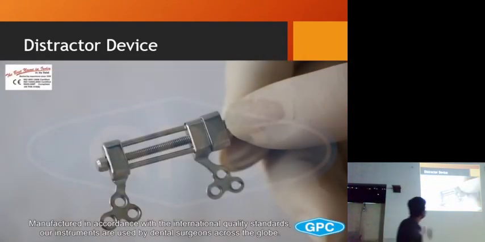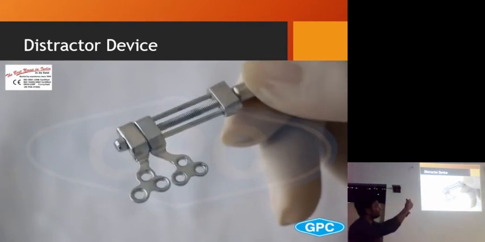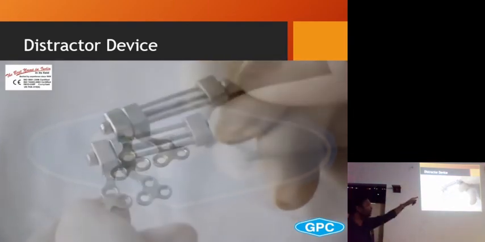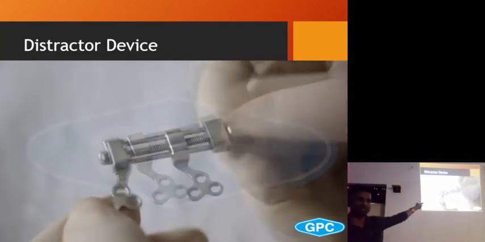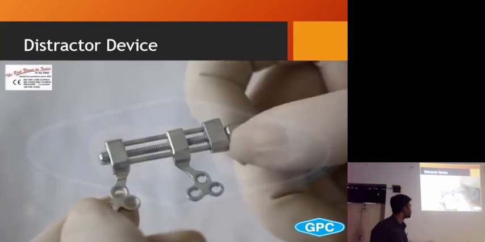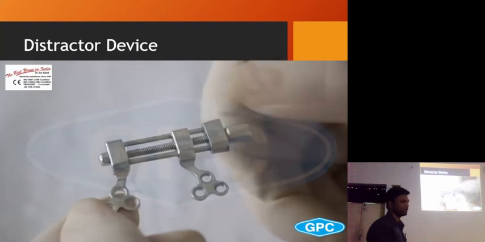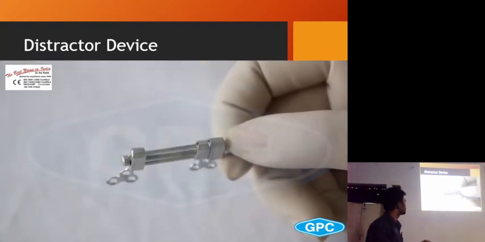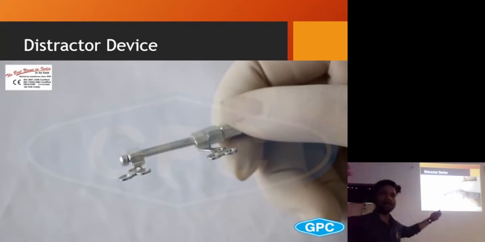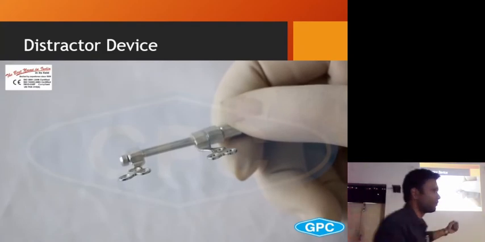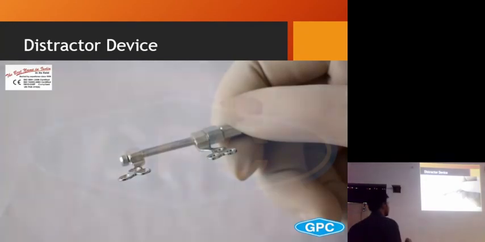If you view this video, you can see when we activate, we rotate the knob. This is pushed apart from each other. You can see that. So we can control the movement of the distractor device. If we attach the two segments on both the ends, we are going to push the segments apart from each other, 1 mm, 0.5 mm, 0.25 mm depending on the requirement.